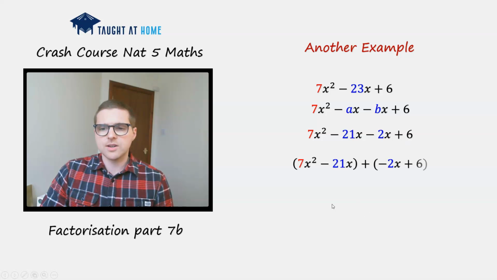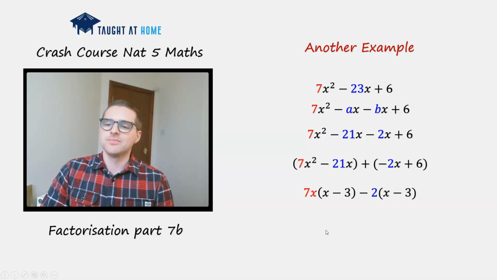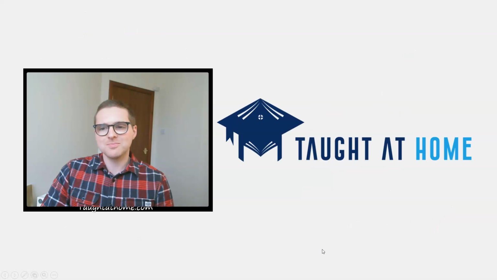Now we can put the brackets around these. 7x squared minus 21x plus minus 2x plus 6, and we're going to factorize each bracket. So here we're going to take out the 7x from this, and what we're left with is x minus 3. And we're going to factor out the minus 2 from this, and what we're left with is x minus 3 again. And so what we're going to have is 7x minus 2 in the first bracket and x minus 3 in the second bracket. Just like that. And that is how we factorize using method 2.